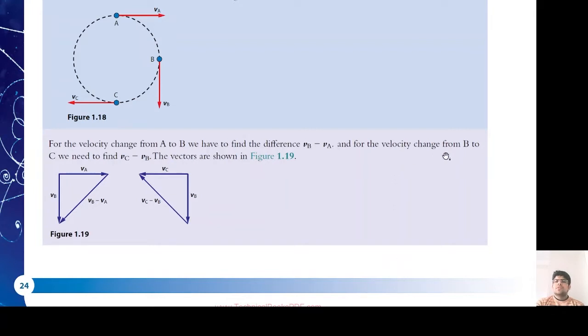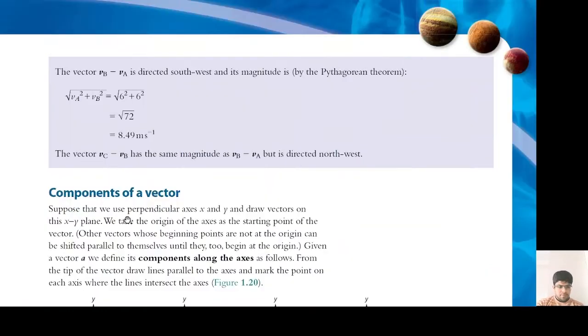And for the velocity change from B to C, we need to find VC minus VB, and this is the velocity change from A to B. The vectors are shown in figure 1.19. Let's see this figure. These are the two vectors, and their difference is denoted here: VB, VC minus VB, and this is VA minus VB, or like VB minus VA.